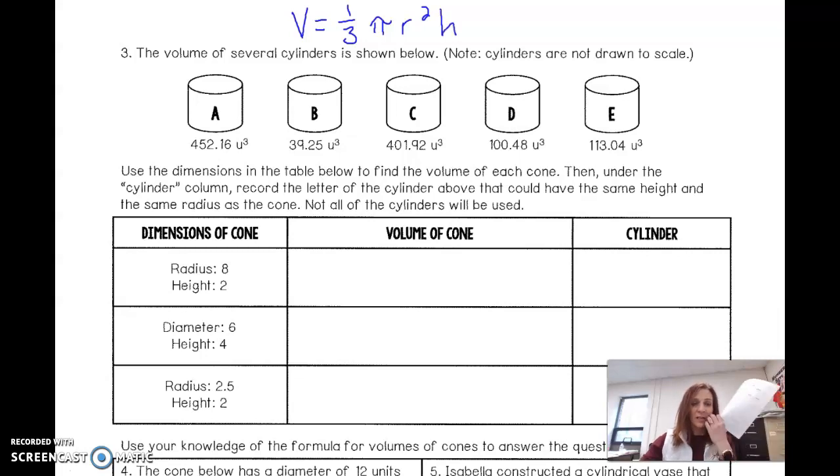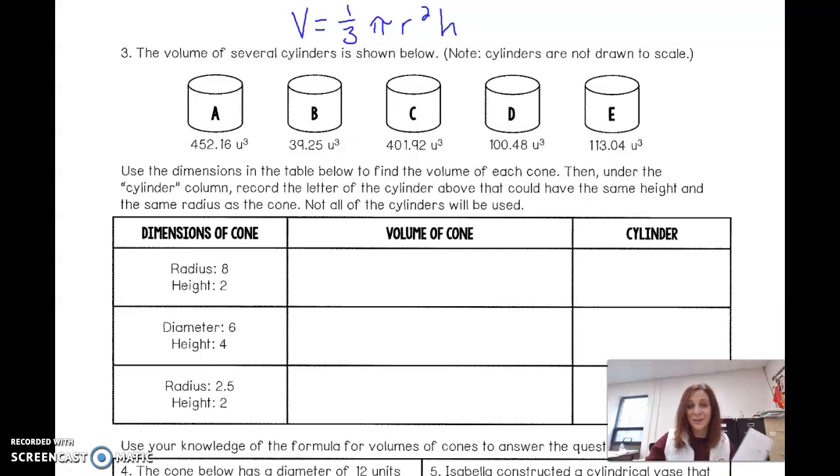Okay. All right. So the volume of several cylinders is shown below. They're not drawn to scale, okay? So don't get hung up that they all look the same and these numbers are different. It says use the dimensions of the table below to find the volume of each cone. Then under the cylinder column, record the letter of the cylinder above that could have been the same height and same radius as the cone.